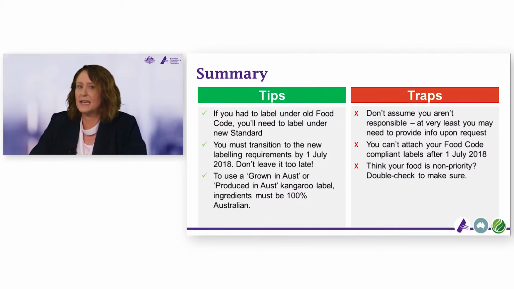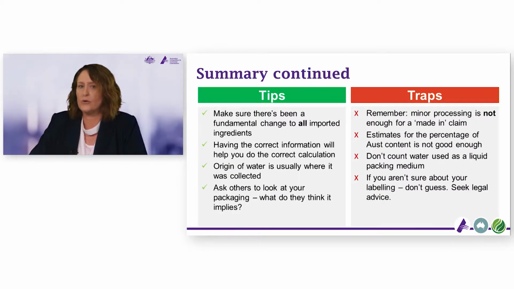Now let's consider some key questions you need to ask yourself. The first is an obvious one. Does the new standard apply to the food I sell or I supply? The answer is yes, unless a specific exemption applies. And the next question would be, is my food priority or a non-priority item? Related to this would be, is my product grown, produced, made or packed in Australia or another country? These questions will determine whether you need to use the new picture labels.